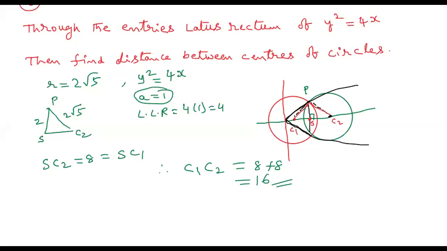Students, this is not 8. This is 4. Now this is 4. So this is 4, 4. So the distance between the centers, we get 8. This is 4 plus 4, that is 8. 8 is the answer. This is also a very easy question. I think out of 6 questions, 5 questions are easy. 1 question is lengthy. Okay.